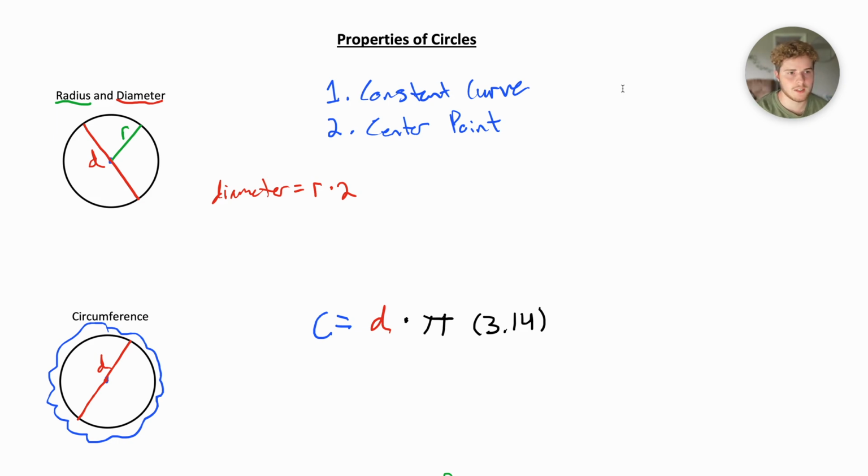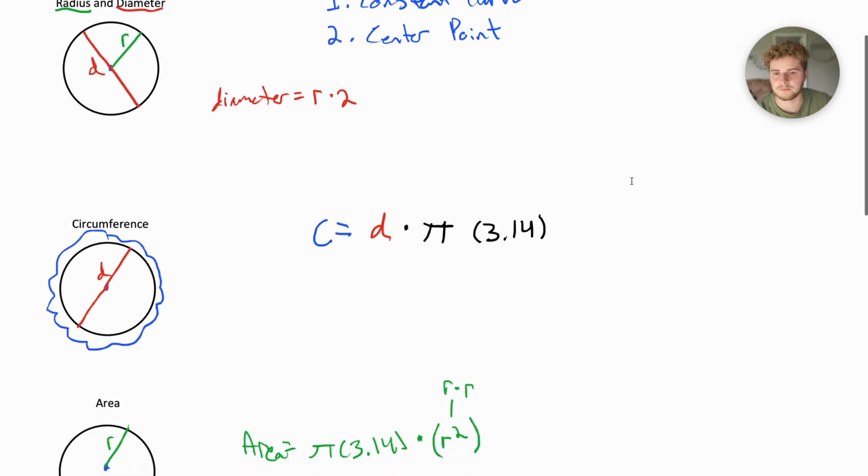So we have radius and diameter. Radius is the distance from a center point to the edge of the circle, and that's going to be equal all around the circle because we're talking about a center point. Diameter is going to be 2 of those because it goes from one edge to the other, passing through the center point. So you can imagine that as just 2 radii stacked on top of each other.